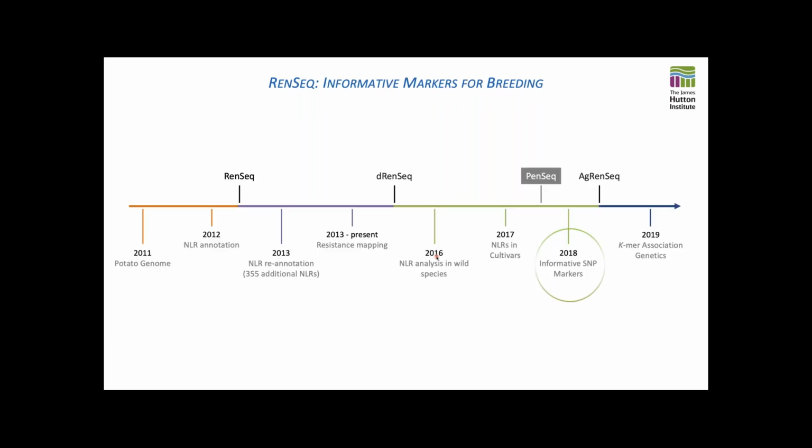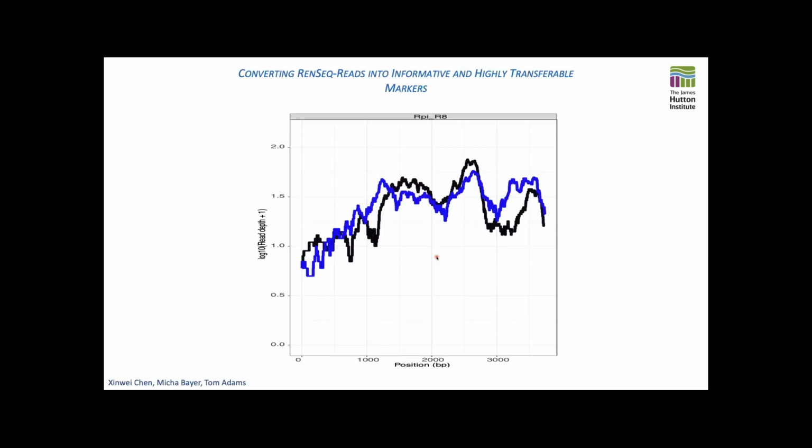But working with breeders, one thing I've realized is they are very fickle. They're very, very difficult to keep happy. So they always want more. And what they've asked us for is, we now know which varieties to use for combining resistances. Can you also give us markers? So we looked into this, and again, we used our RenSeq approach for this.